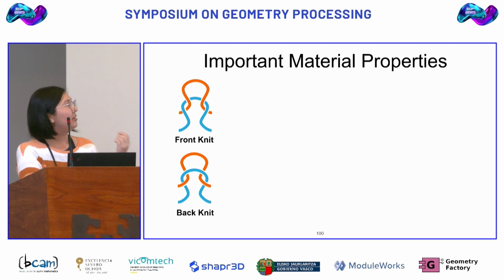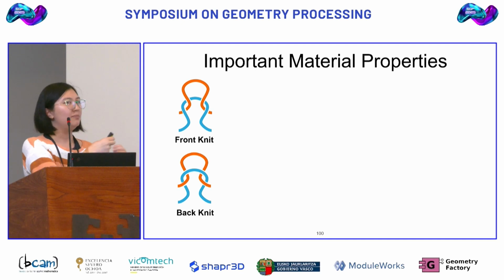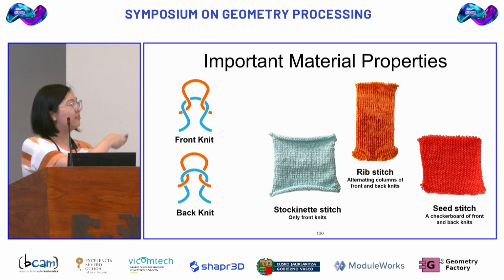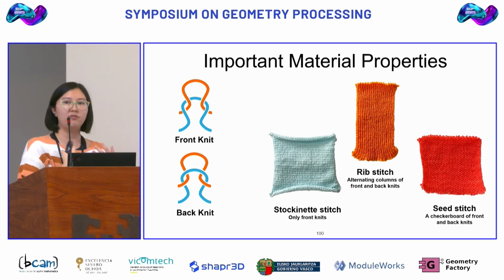So for example, even if you only had these two loops in consideration, you could either pull it from back to front to make a front knit, or front to back to make a back knit. If you know knitting, this is knit and purl, but I will open that can of worms only during the coffee session. So what's interesting is that by using different mixtures of these front and back knits, not only do you get a very different visual look to your fabric, but this also affects the underlying material property.